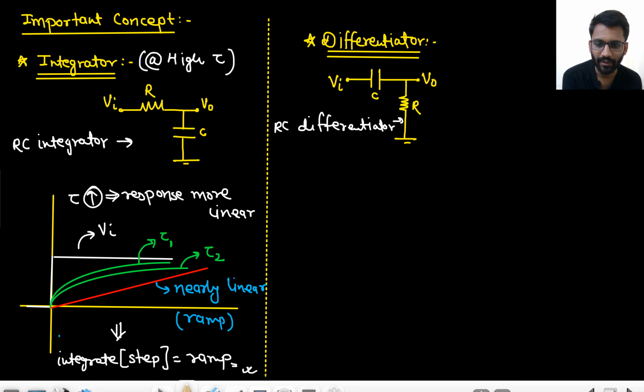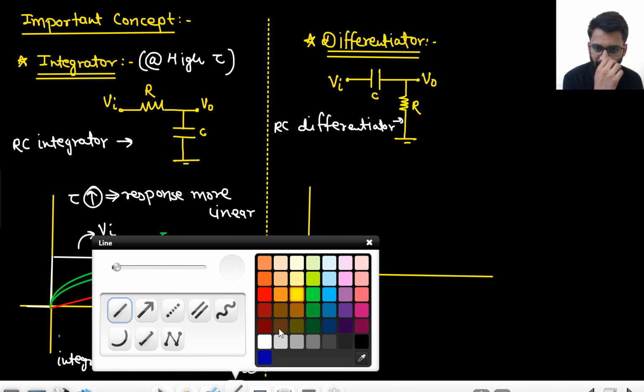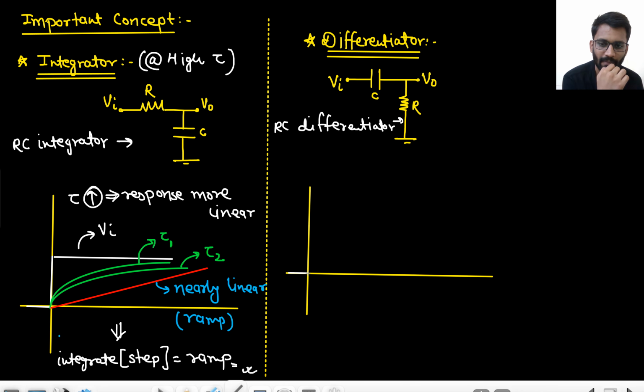Let's just assume you apply a step input again. This is your V in. Now tell me, how will the response look? The response will be something like this, right? Initially V out will be V in only. Initially V out will be 5 volt, then eventually the capacitor will be fully charged, so it will be open circuited, and V out will go down to 0. We have solved this circuit, right? From 5 it goes down to 0.